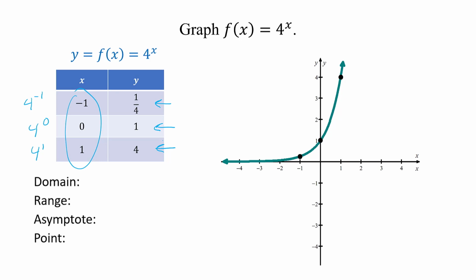The domain of this function is all real numbers. The range would be all real numbers greater than 0. We have an asymptote of y equals 0, or the x-axis, and the point 0, 1 is on this graph. All 4 of these characteristics apply to the graph of any basic exponential function.